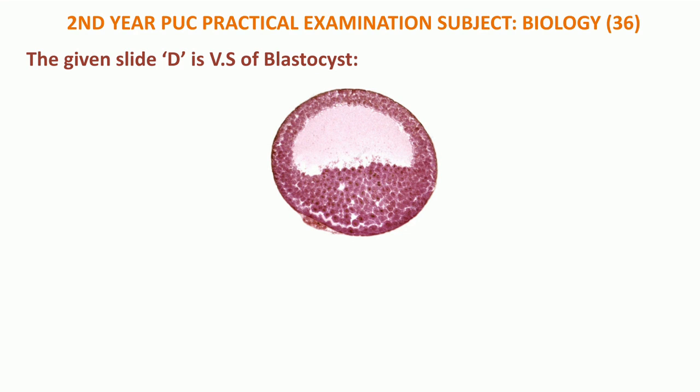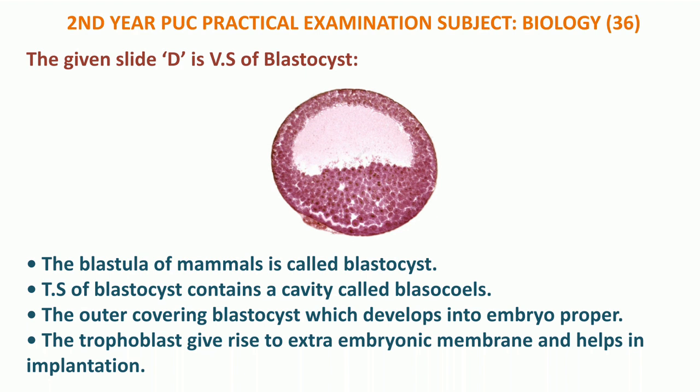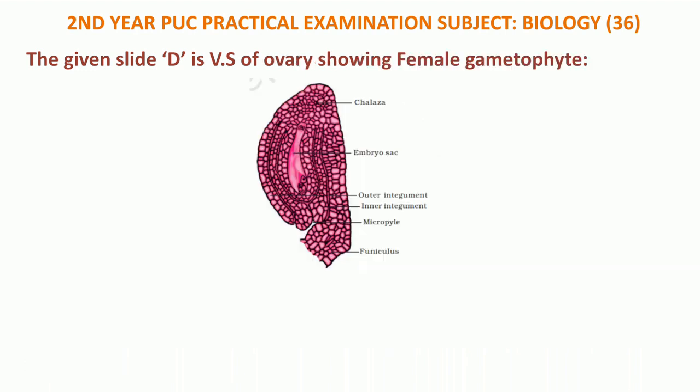The given slide D is VS of blastocyst, and the comments are: the blastula of mammals is called blastocyst. The TS of blastocyst consists of a cavity called blastocoel. The inner cell mass of the blastocyst develops into the embryo proper, and the trophoblast gives rise to the extra-embryonic membrane and helps in implantation. So these points you have to write in the answer sheet if you get this slide under D question.